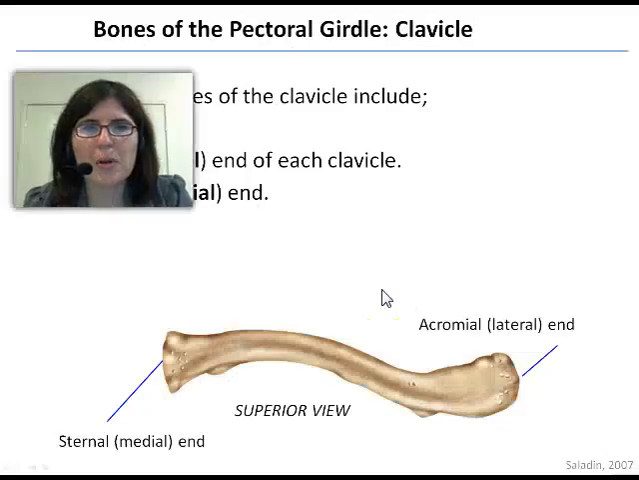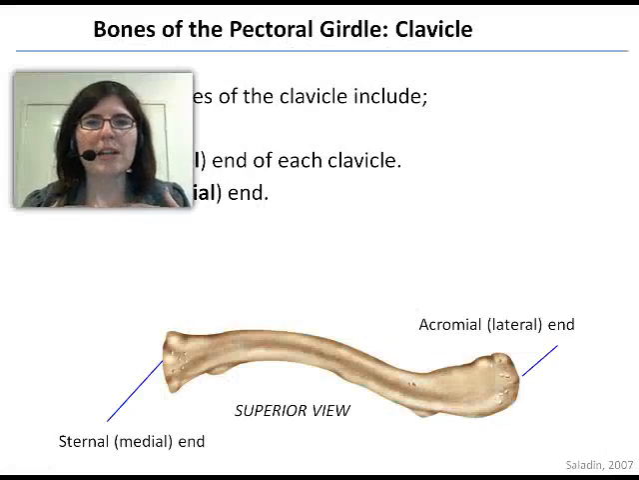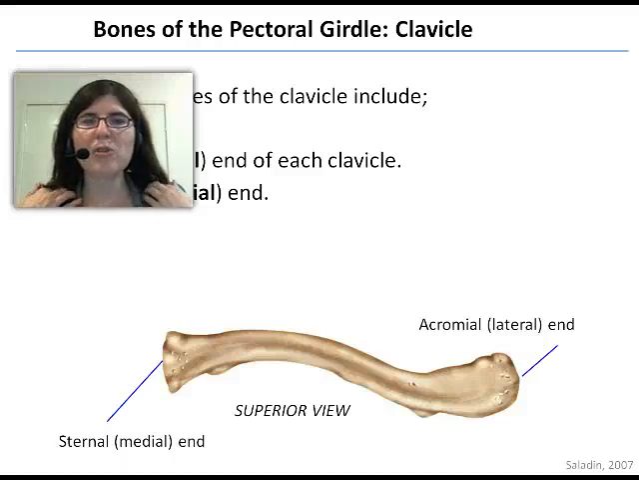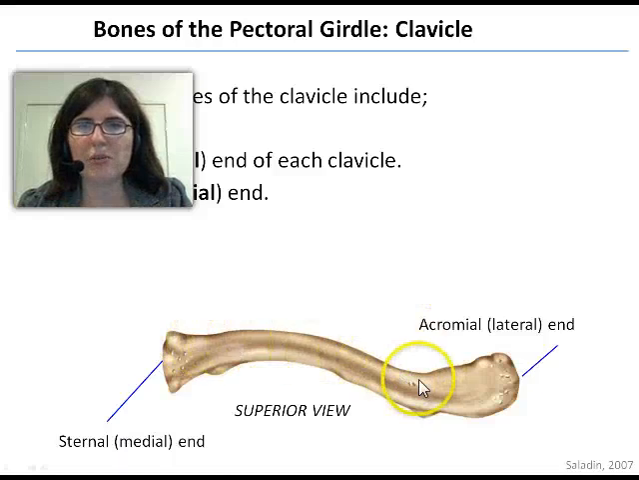So let's now look at the two bones that make up the pectoral girdle, starting with the clavicle. Try to palpate your clavicle for me now. Your clavicle is located just underneath the skin in your shoulder region. You can palpate the clavicle by starting at its medial or sternal end, which is articulating with the sternum, and then palpating more laterally to the acromial end, which articulates with the scapula. Here on this illustration, we can see that the sternal end is more bulbous and the acromial end is flattened.